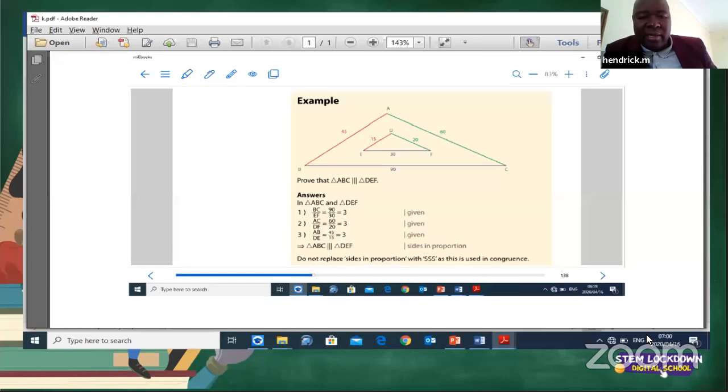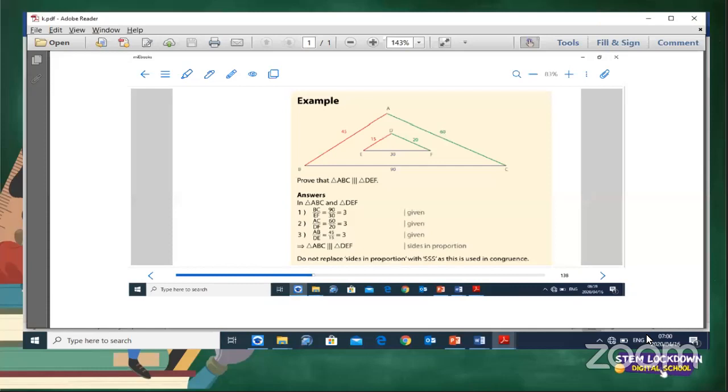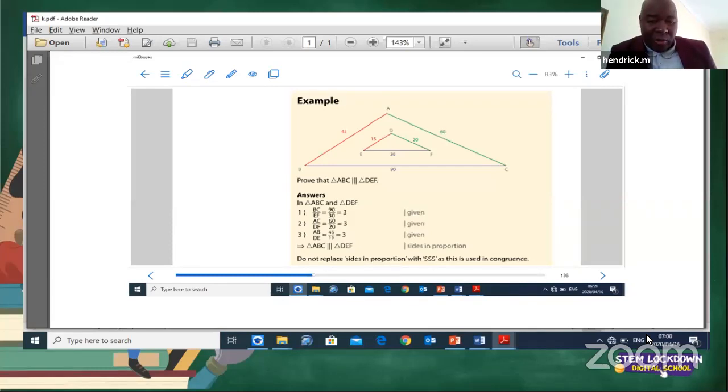The green line, the red, and the purple one. I'm sure you can see that. This simply means that your small triangle there, which is DEF, was enlarged by a factor of 3. What does this mean? This means DE was multiplied by 3 to get AB, as you can see. And the green one, DF, was also multiplied by 3 to get to AC.